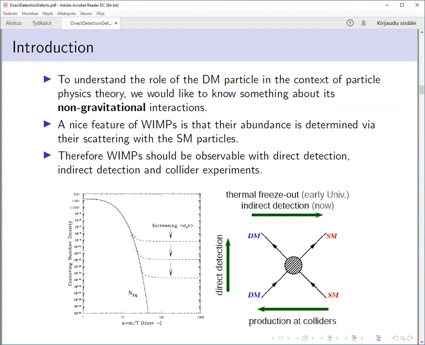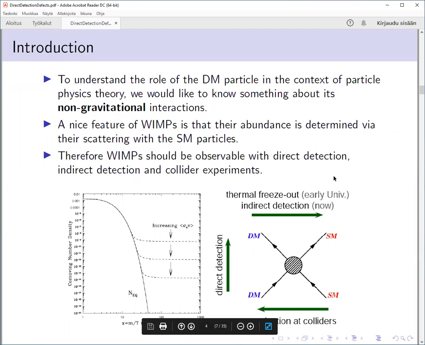Now, if this is the mechanism that sets the dark matter abundance, then it has a prediction for today. We should be able to see these same annihilations taking place today in the regions where dark matter is overdense, such as the center of our galaxy. So this is so-called indirect detection, which I will not discuss in this talk, but this is one of the connections. Now, of course, if there is this interaction between the dark matter and standard model particles, then we can try to also see the inverse process of this annihilation.